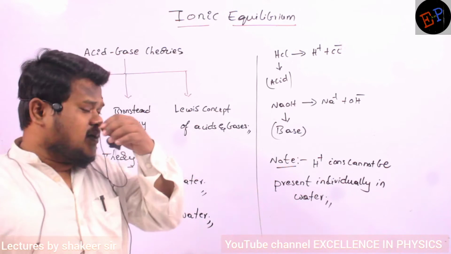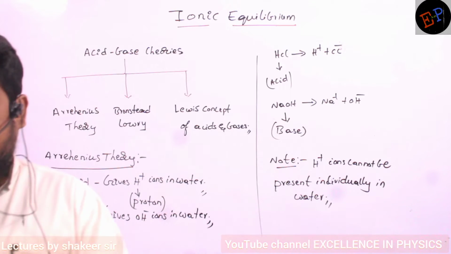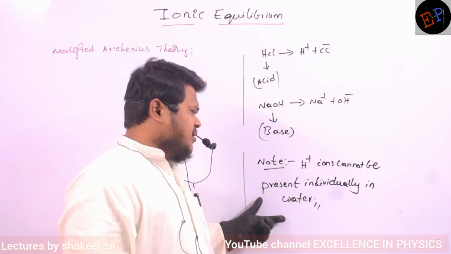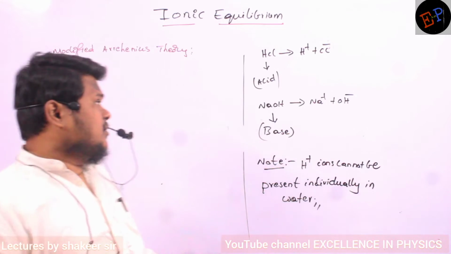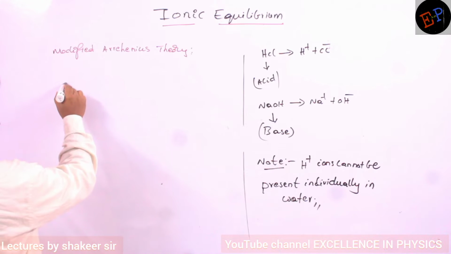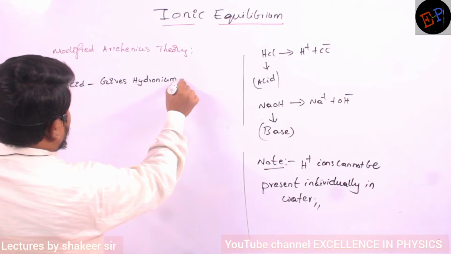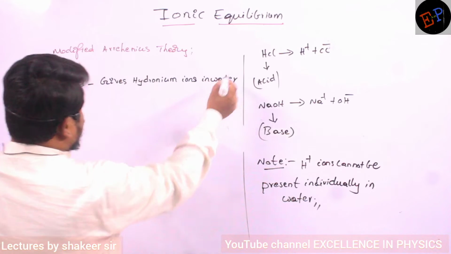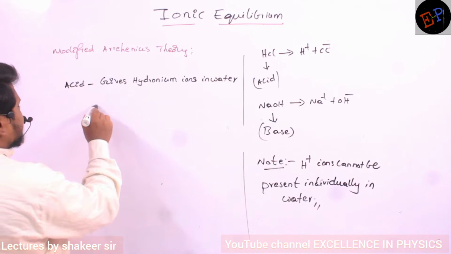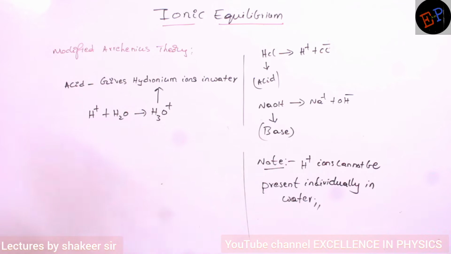Therefore Arrhenius gave another theory, which is called modified Arrhenius Theory. He modified this statement. Make a note: as H plus ions cannot exist in water individually, Arrhenius gave a modified version of his own theory, called modified Arrhenius Theory. According to this modified theory, what is called an acid? Which gives hydronium ions in water is called an acid according to modified Arrhenius Theory.